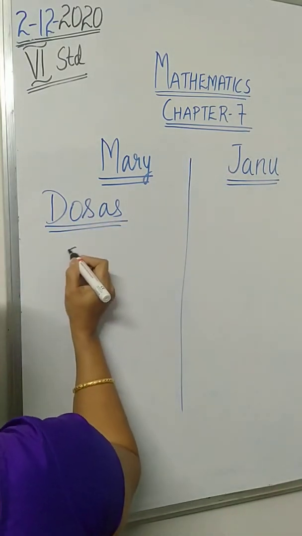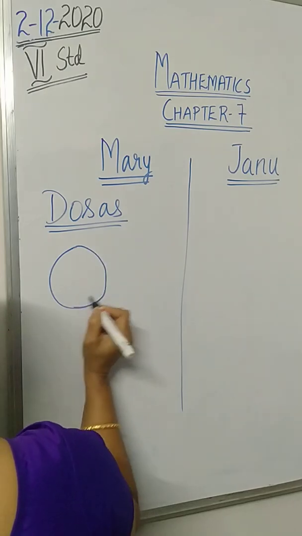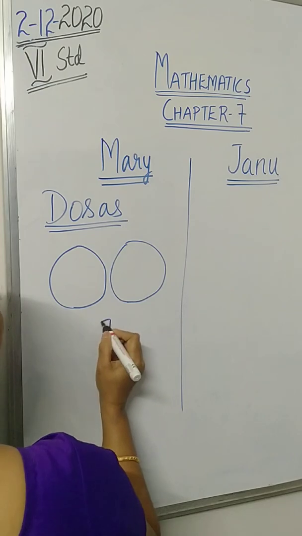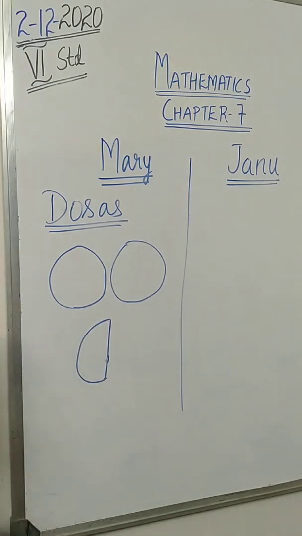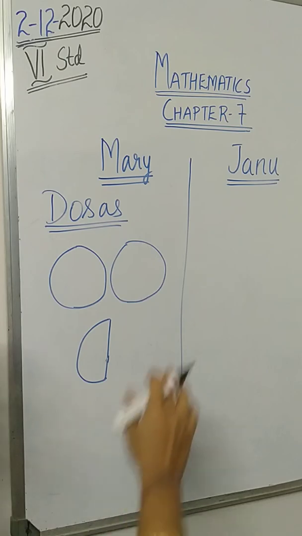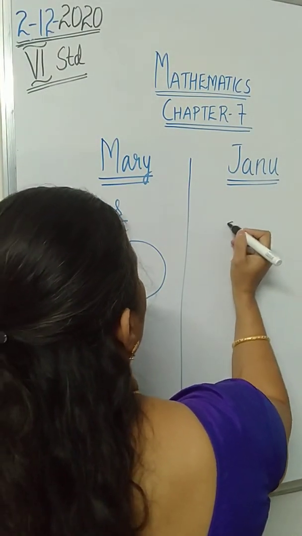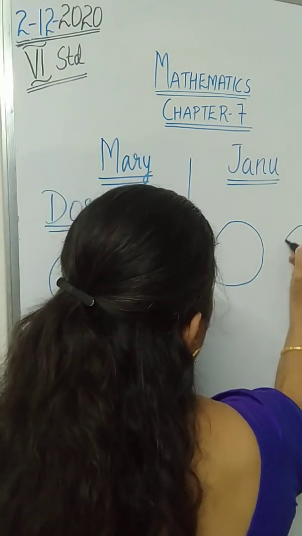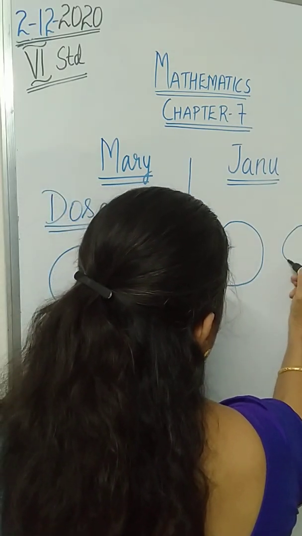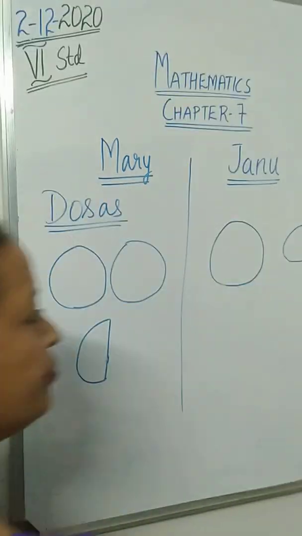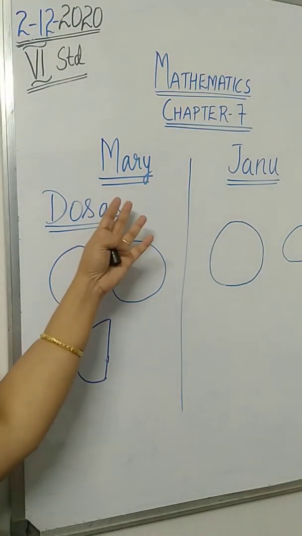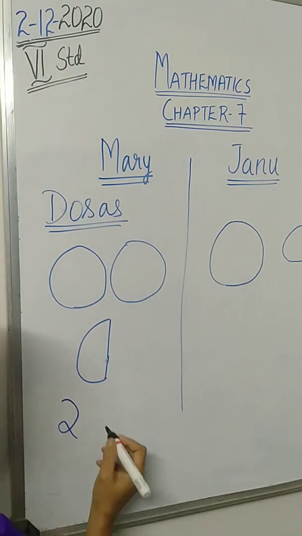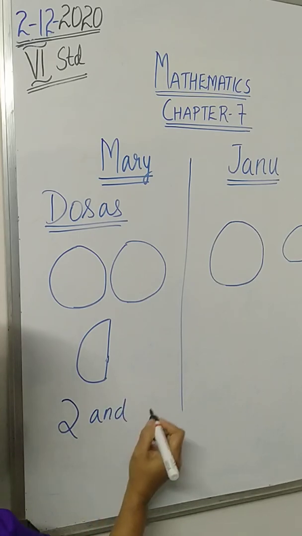Mary had two dosas and she had half of it. She had 2.5 dosas. Whereas Janu, her sister, she had one dosa and she had a quarter of it. Yes? So, how much did Mary have? Mary had 2 and she had half.